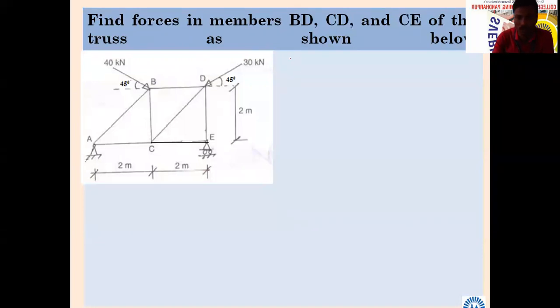How many external forces are there in this? I will say external forces, not reactions. Two. Which are they? One is 40 kilonewton, another one is 30 kilonewton. Both are inclined at 45 degrees with horizontal. Is it correct? Yes, sir. Okay.